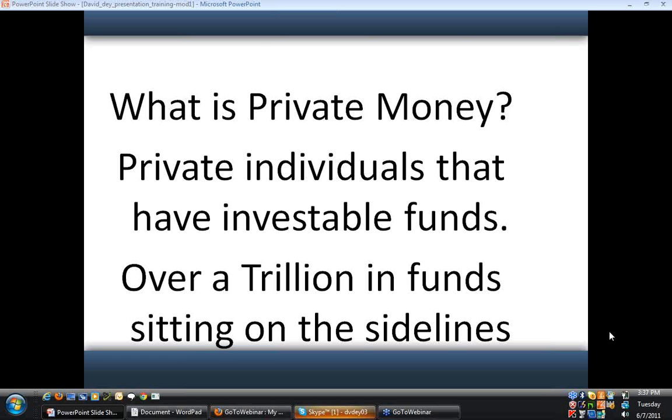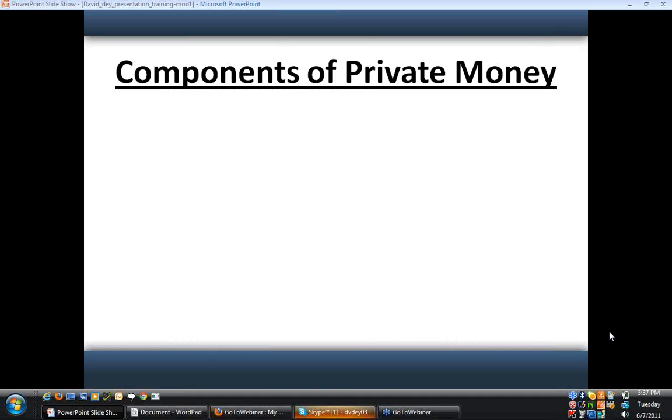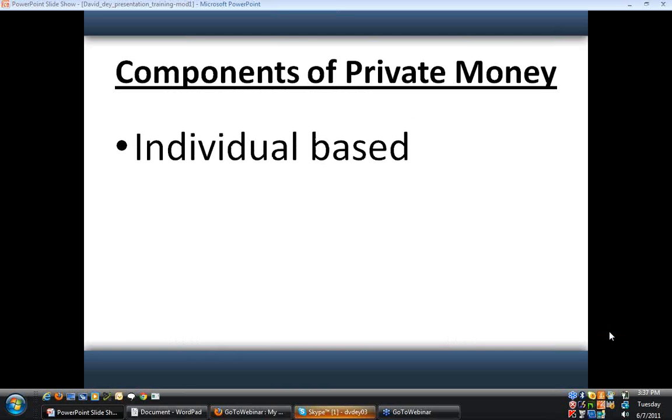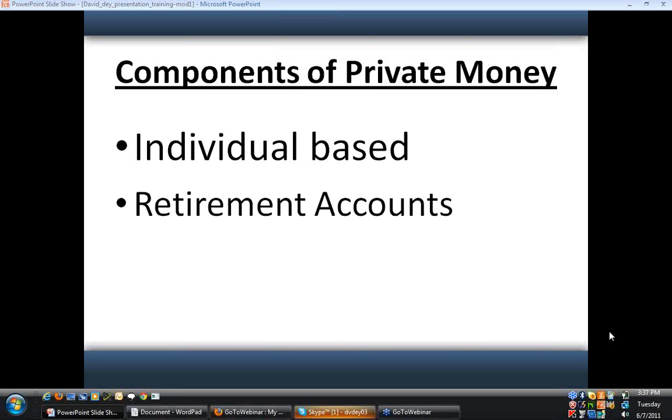So hopefully you understand that private money is individuals, and it is not the same as hard money. That is an important factor for you to understand. Hard money is primarily institutional driven. Private money is private individuals. So, components of private money. It is, as I said, individual based. It could be retirement accounts.